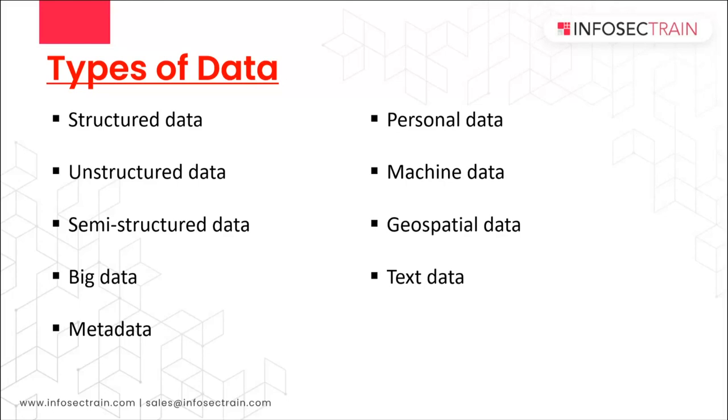And what about image and video data? As we know, in the name itself, these are image and video files, like our photographs, pictures, videos, selfies, DPs, as well as live streams, photography, wedding ceremony videos, like that. So much image and video data is there. So these are a few different types of data.